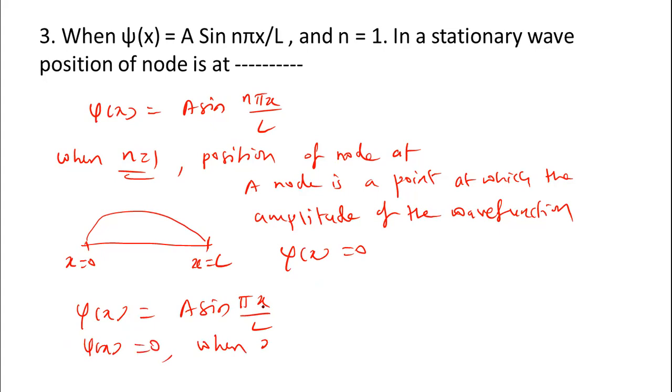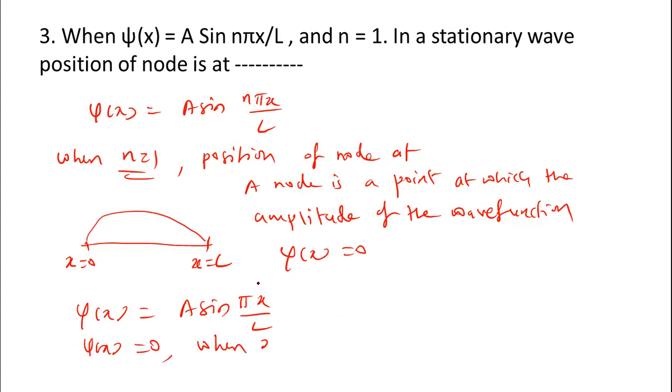Sine 0 is 0. When we put 0 here, a sine pi into 0 upon L is equal to a sine 0. So sine 0 is 0 here. So it means that the amplitude will be 0. Psi x is equal to 0 at x equal to 0.